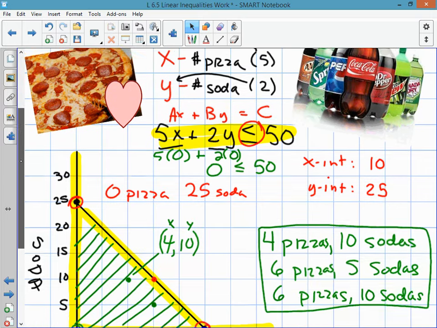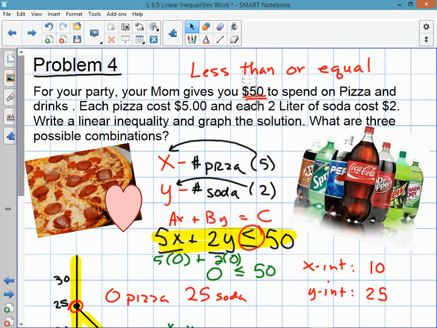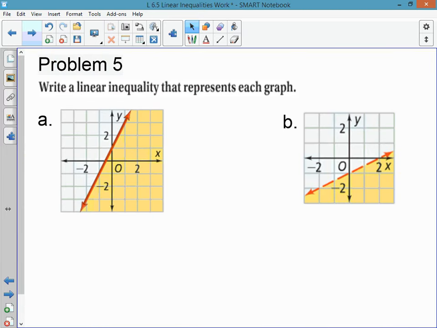Okay, if you need to go back and watch it again, if I went too fast for you, that's the beauty of watching a video. So take the time to do that if you need to. I'm going to move on to the next problem, and that's problem 5. In this problem, what you're given is a graph, and your job is to write the inequality that goes with the graph. So it's backwards from what we did in the first part of the lesson.